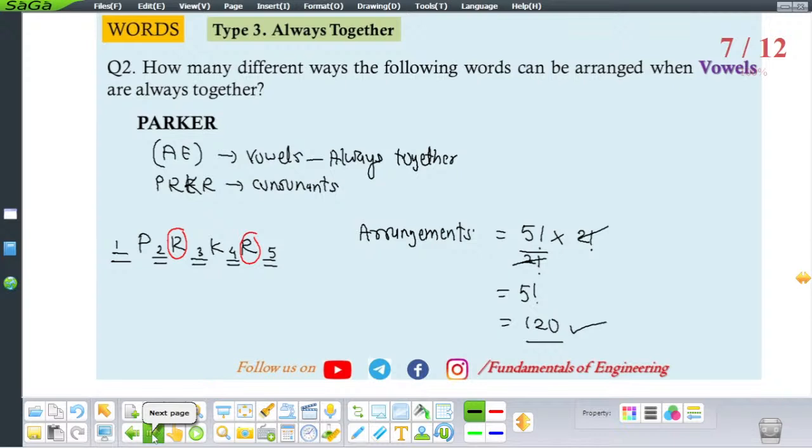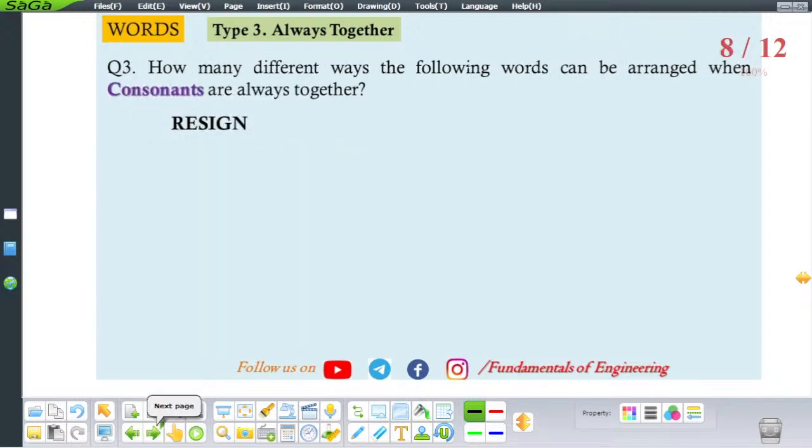Now we can see the consonants. Consonants are together. So hope you understand the vowels are together. Now we are looking towards when the consonants are together. So consonants together means, whatever the vowels are there, how many vowels have we seen? A, E, I, O and U. In between these vowels we have to arrange the consonants, which will be always together.